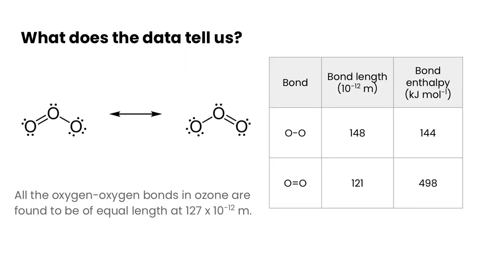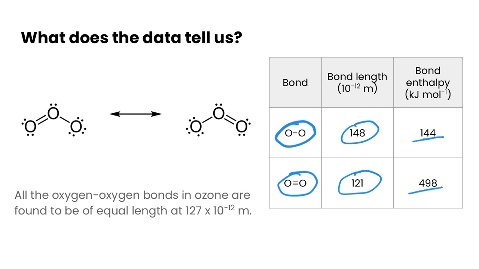So if we take a look at the bond length and strength data that's shown, we have single O-O bonds have a bond length of 148, whereas a double oxygen bond has a length of 121. And if we look at the energy, the bond enthalpy, we'll define what enthalpy is in a separate video, but this is essentially the energy it takes to break that bond.